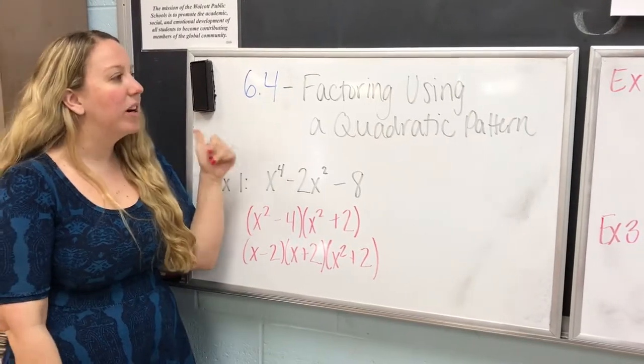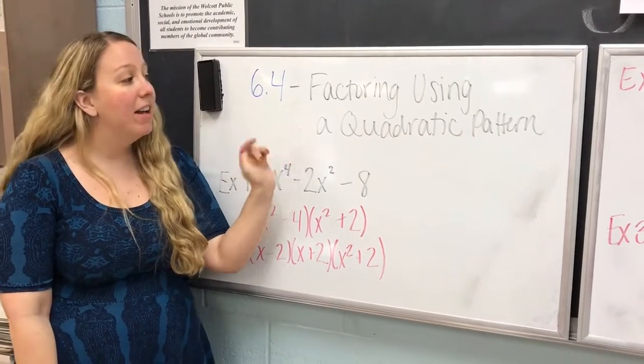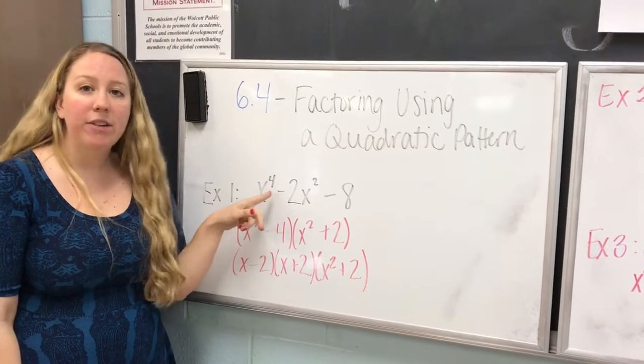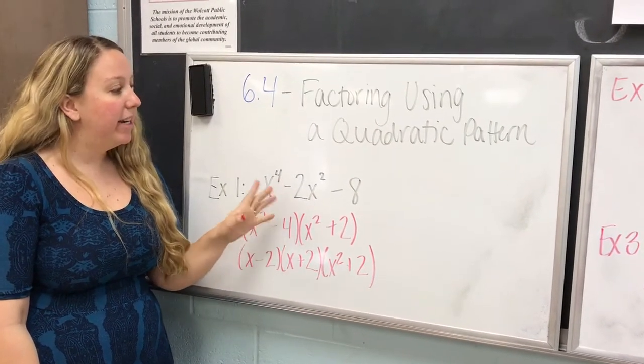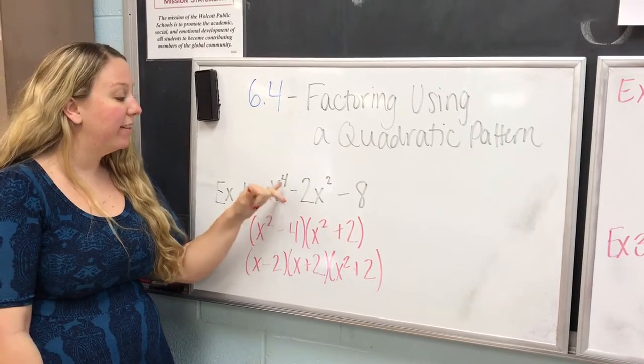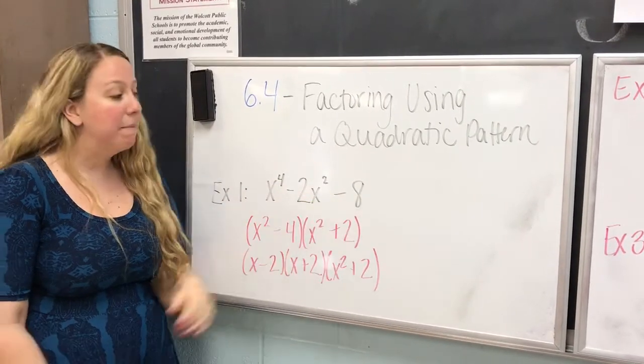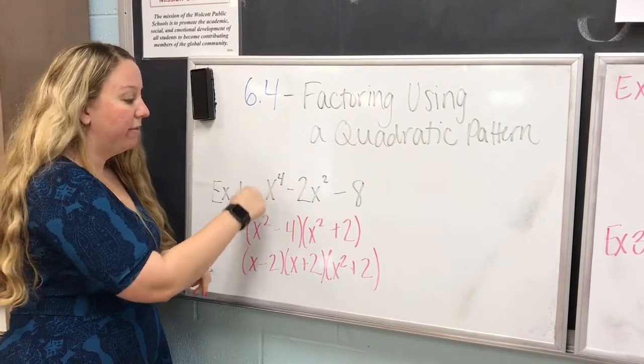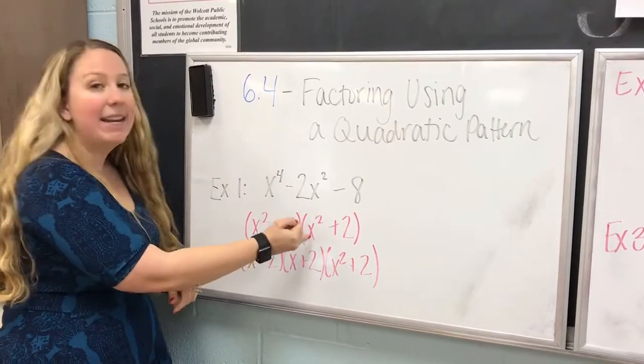This is section 6.4 on factoring using a quadratic pattern. And you'll notice it says quadratic pattern because in our example here we don't have a quadratic, we have x to the fourth, but it is in a quadratic pattern in that you have x to the fourth minus 2x squared minus 8. So I can still break this up into two sets of parentheses where x to the fourth breaks up into x squared and x squared.